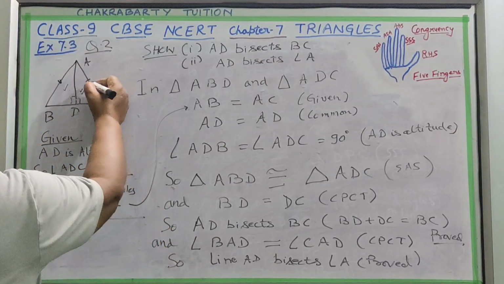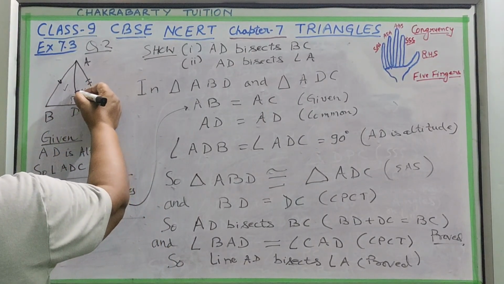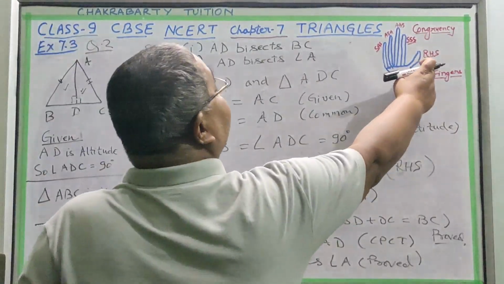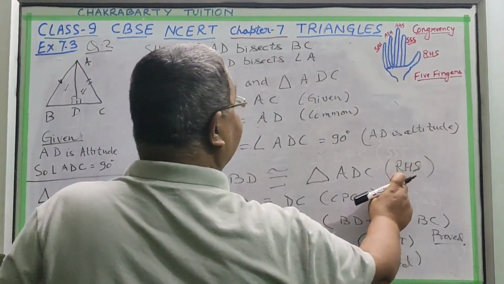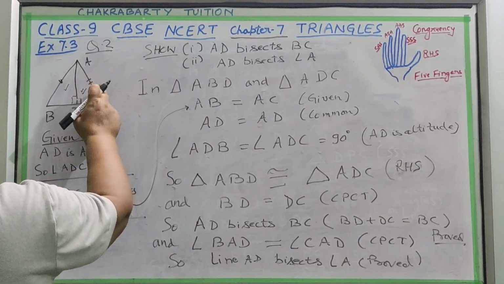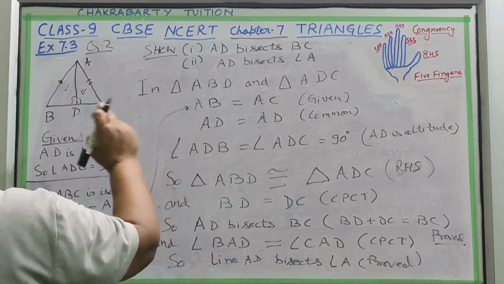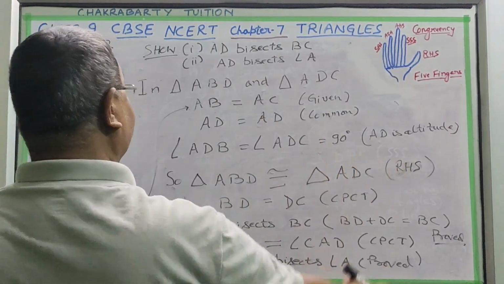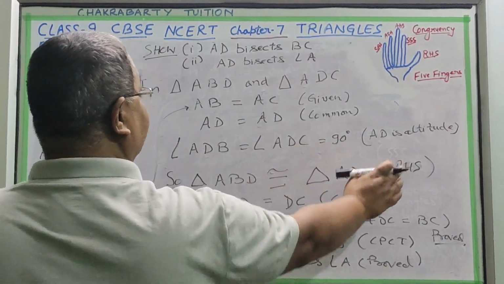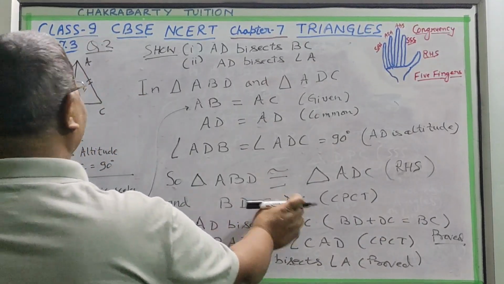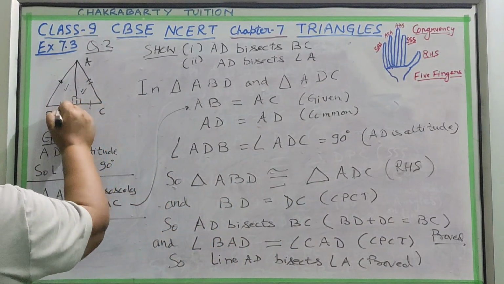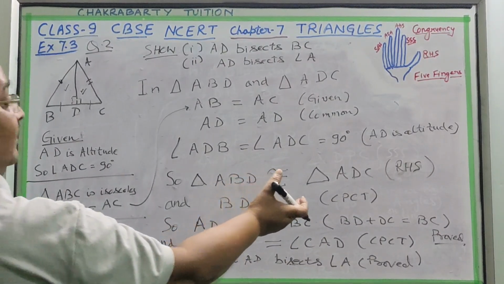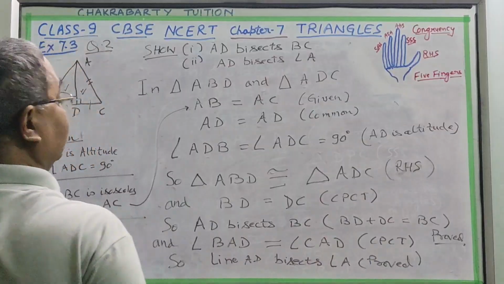Here we have used RHS: in a right angle triangle, if the hypotenuse is equal and one side is also equal, it is always a congruent triangle. That criteria we are taking, because it is a 90 degree angle. It means line BD will be equal to line DC, corresponding parts of congruent triangles.